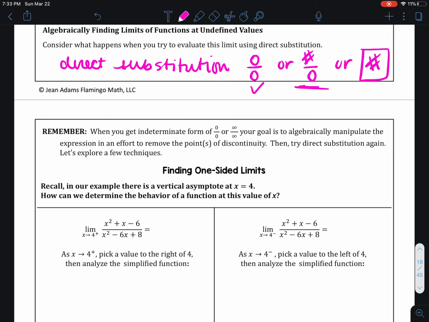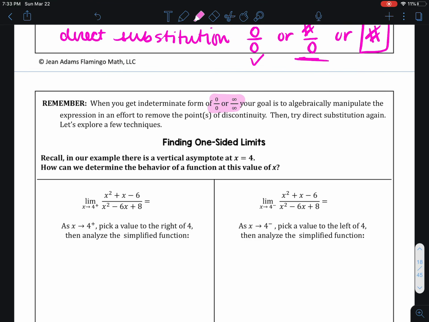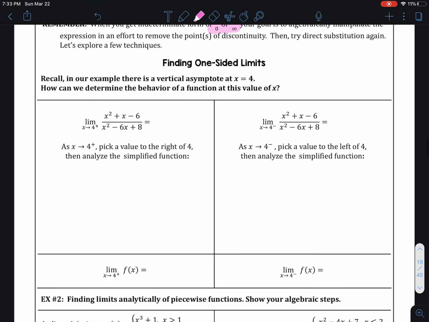When you get an indeterminate form, and that's what 0 over 0 is called, an indeterminate form, or infinity over infinity, your goal is to algebraically manipulate the expression in an effort to remove the points of discontinuity. Then you're going to try direct substitution again. So we already kind of talked about this example.